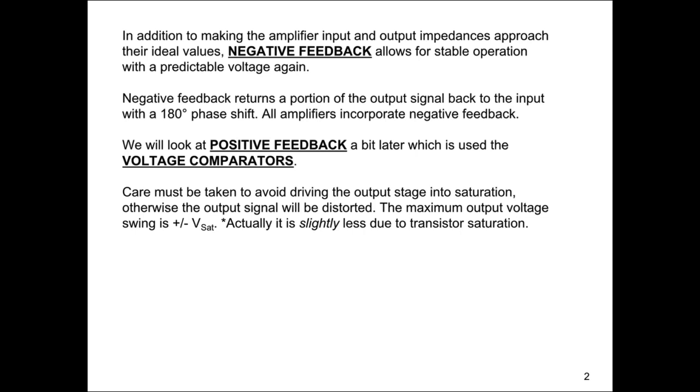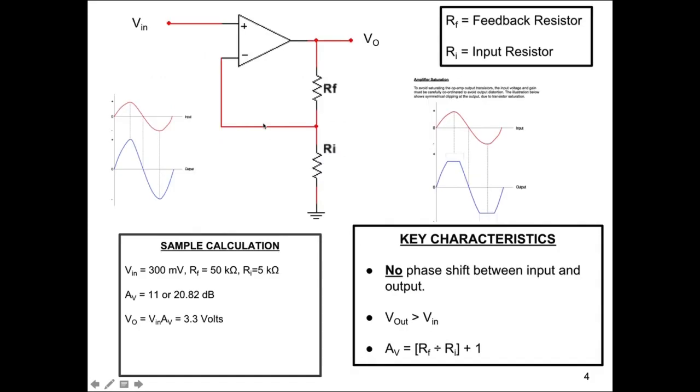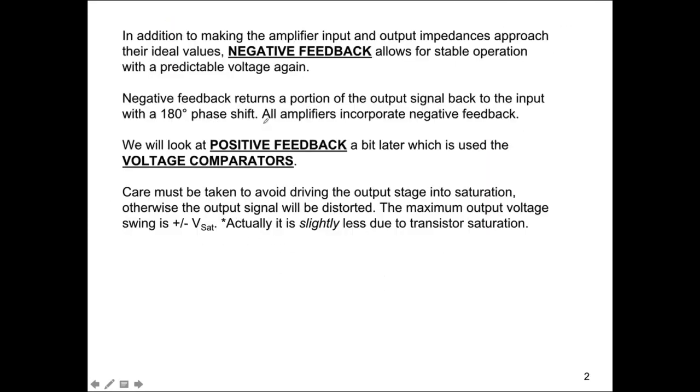Negative feedback returns a portion of the output signal back to the input with a 180-degree phase shift. And that's what makes the amplifier stable, so there's no tendency for it to develop runaway oscillations. All amplifiers incorporate negative feedback.